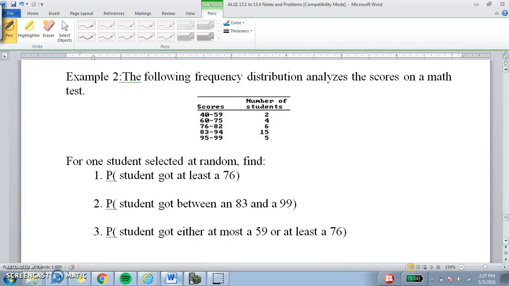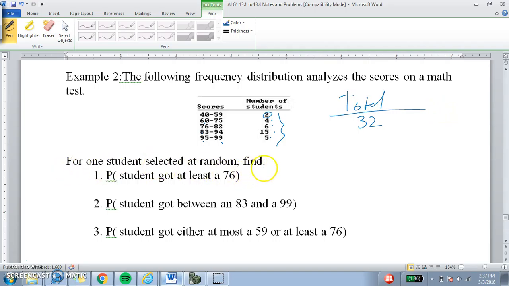All right, on the next page, we've got the following frequency distribution analyzing the scores on a math test. So there were 2 students that scored between a 40 and a 59. There were 4 students that scored between a 60 and a 75. 6 scored between 76 and 82. 15 between 83 and 94. And 5 students scored between a 95 and a 99. So if we add all these possibilities up, there were 32 total students that we're talking about. So that number is going to be important when we're talking about probability. The total was 32. So those are all our possible outcomes.